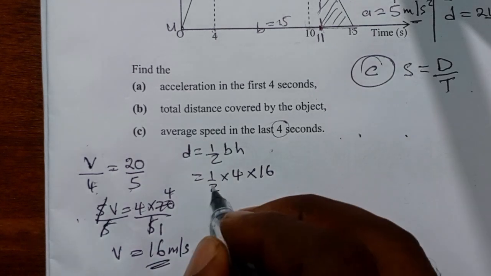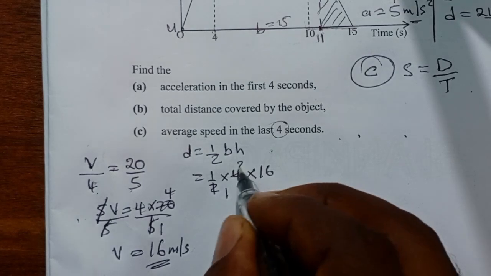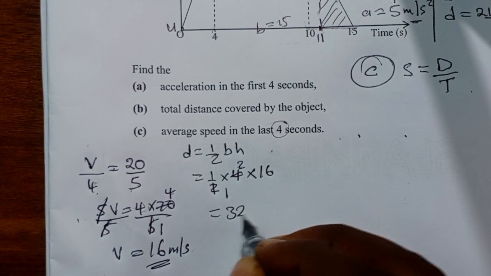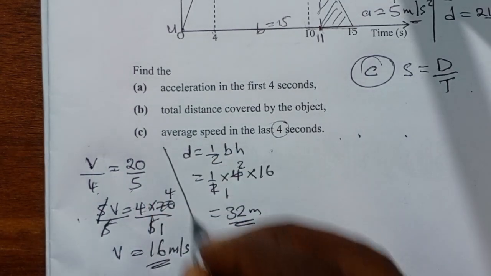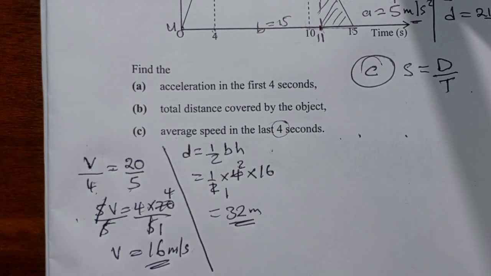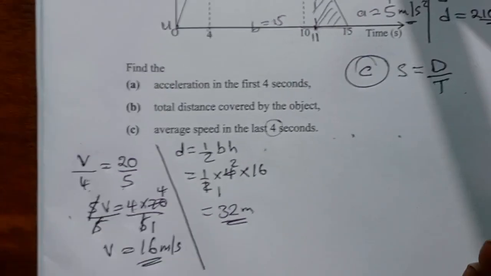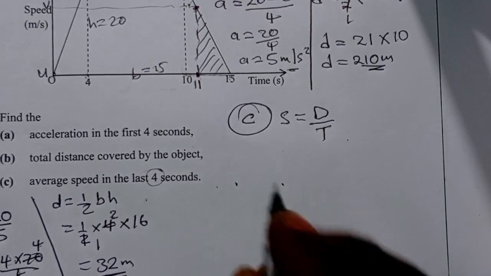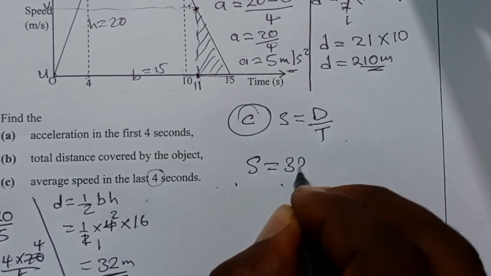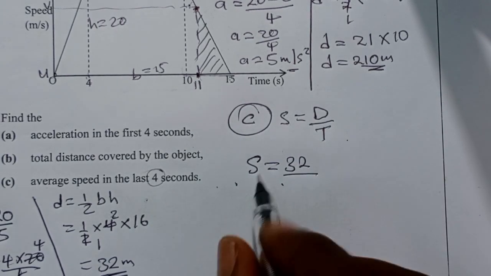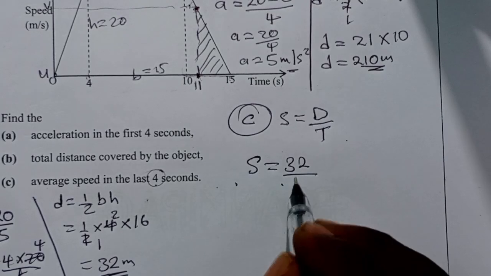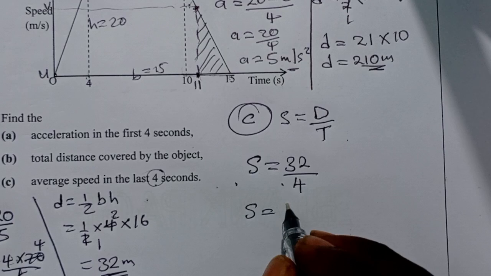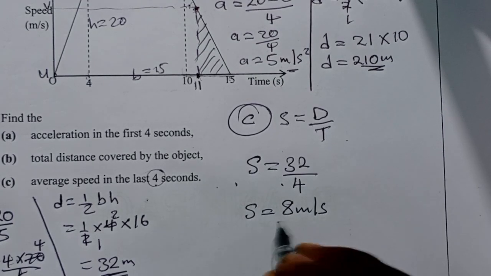So 2 into 2, it's 1. 2 into 4, it is 2. 2 times 16 is simply 32. So 32 meters is the distance. In this case, average speed is equal to distance, 32, divided by the time taken. They have said in the last 4, so it is 4. So 32 divided by 4 is simply 8 meters per second.